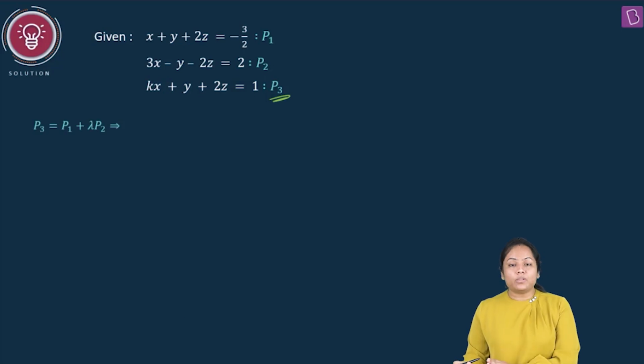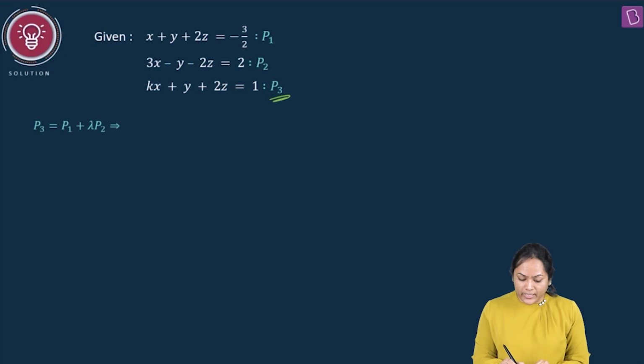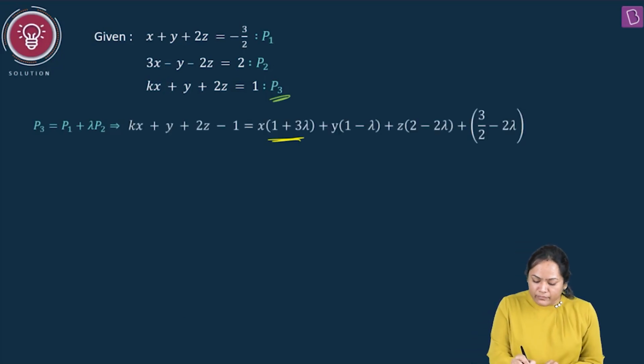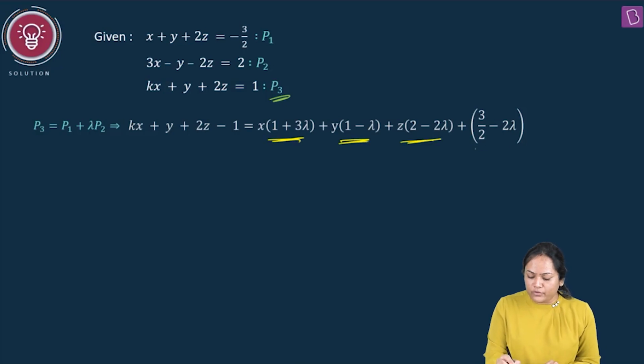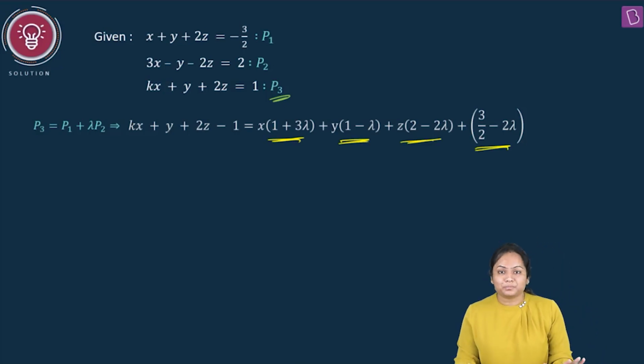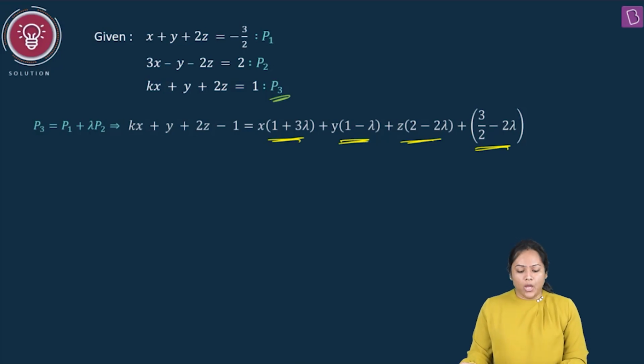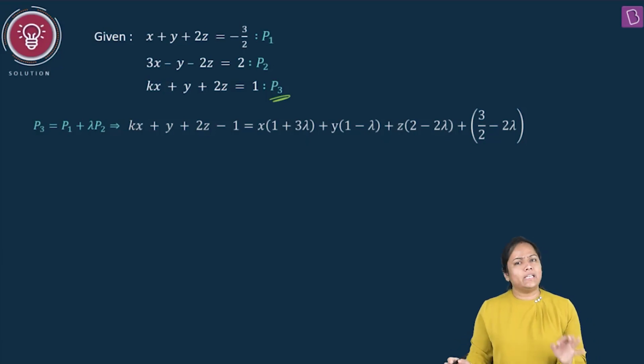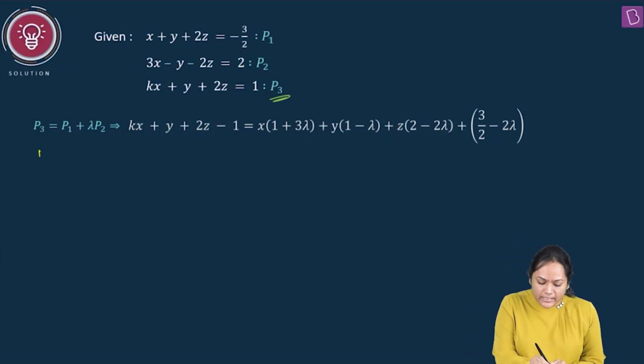And if I substitute the values of P3, P1 and P2, or let's say the equations, I'm going to get a relation like this. I'll combine the x coefficient, y coefficient, z coefficient and the constant term. Clear? Now what? Well, now we'll just compare the coefficients on both the sides. So when I compare the coefficients, I have to obviously write the ratio. So I'm going to get k divided by 1 plus 3 lambda.